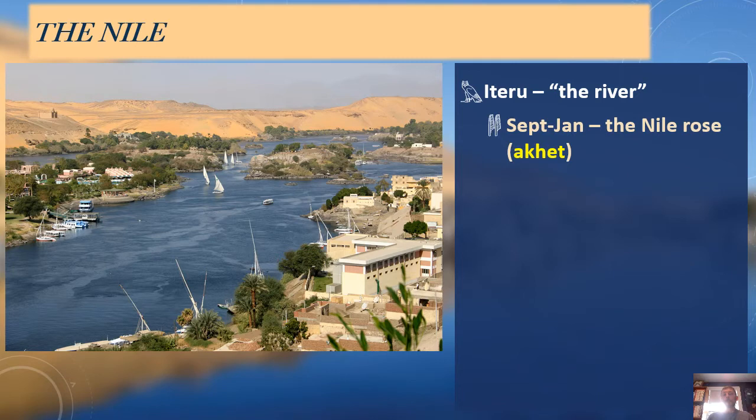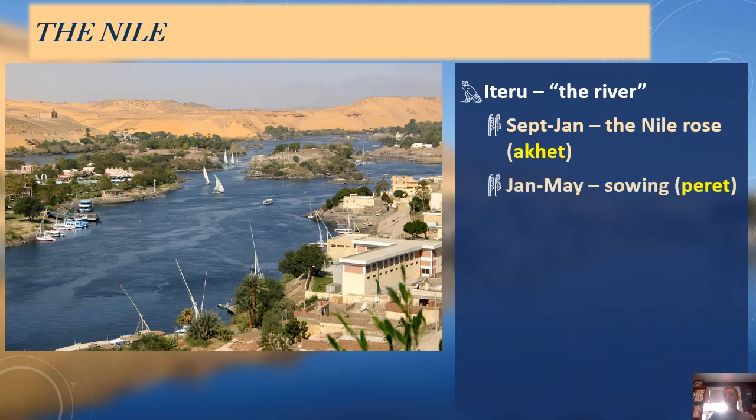In the fall, between September and January, starting sometimes in July, August, the Nile begins to rise. As it rises, the volume of water increases, and it brings with it lots of dirt flowing down the river towards the Mediterranean. The Egyptians called this Akhet. This is the season of the rising of the Nile.